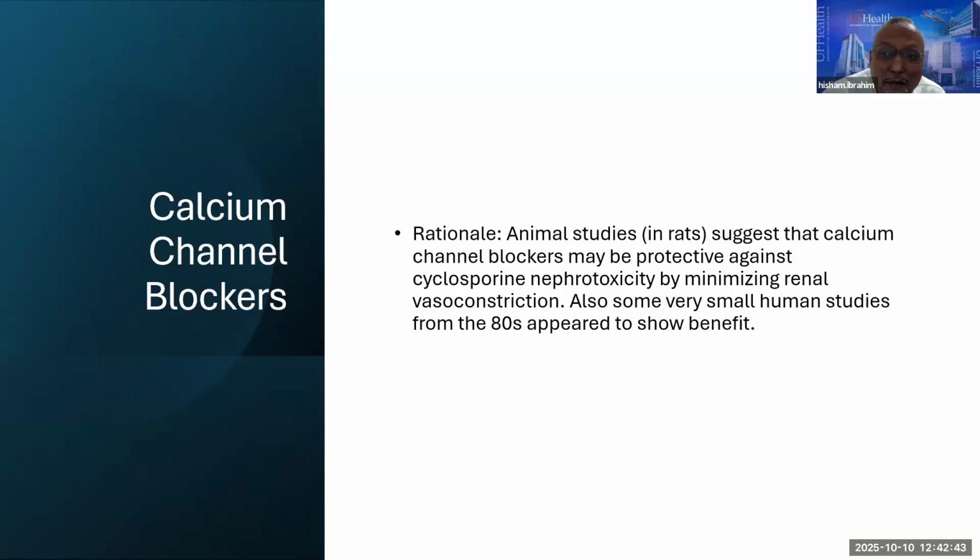And they also reduce the vasoconstriction that we see in the afferent arterioles. So that was the hope, that they would minimize the afferent arteriolar vasoconstriction, and thereby hopefully reduce the rate of CNI toxicity. This was the hope. There were some studies in the 80s that appeared to show benefit in human trials.